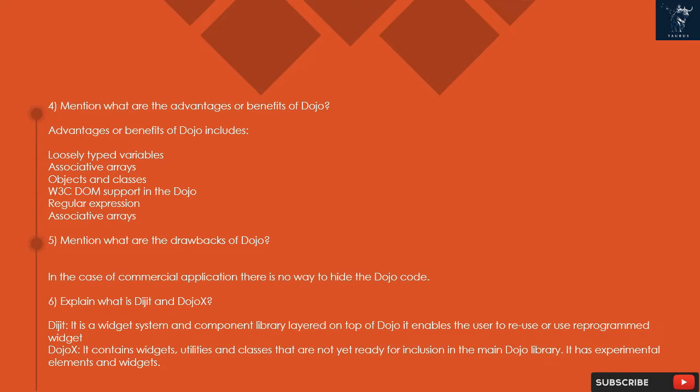6. Explain what is Dijit and DojoX. Dijit is a widget system and component library layered on top of Dojo. It enables the user to reuse or use preprogrammed widgets. DojoX contains widgets, utilities and classes that are not yet ready for inclusion in the main Dojo library. It has experimental elements and widgets.